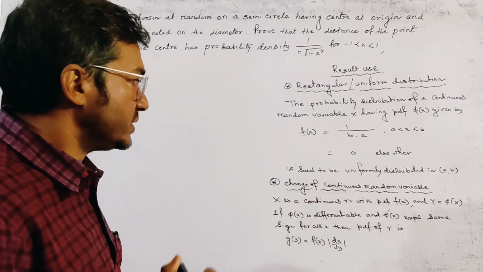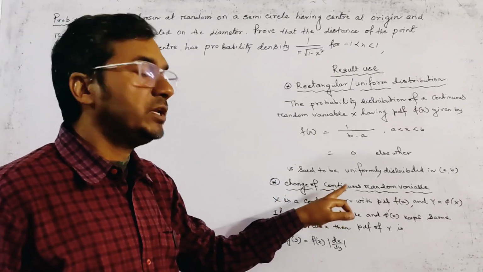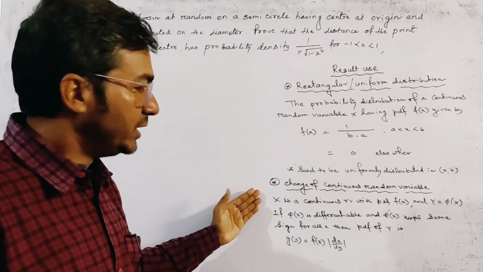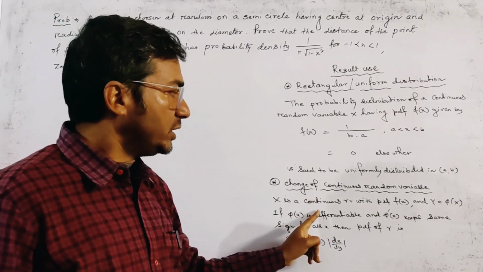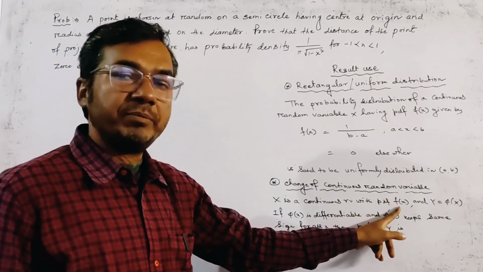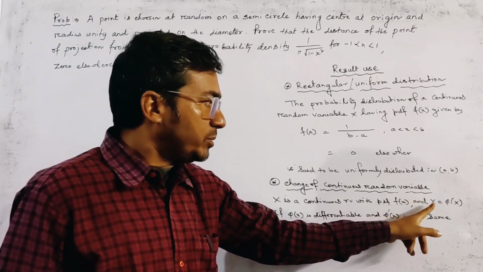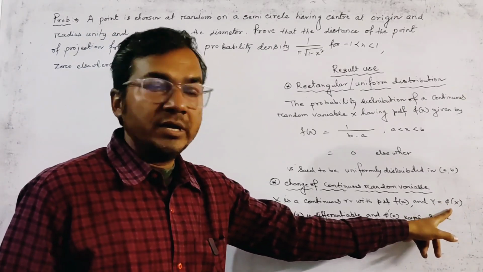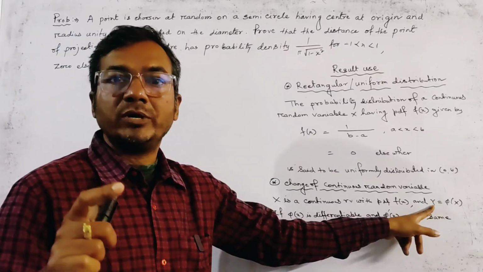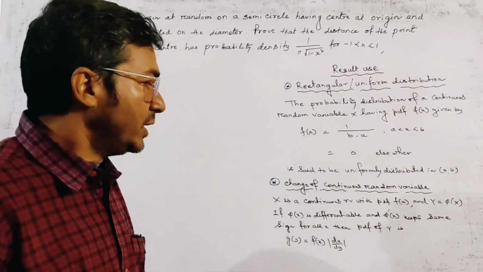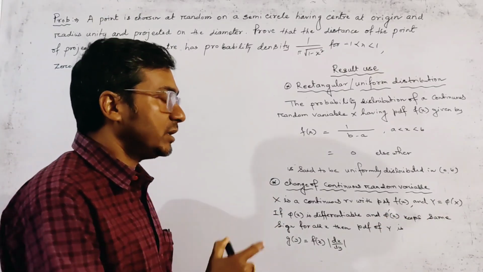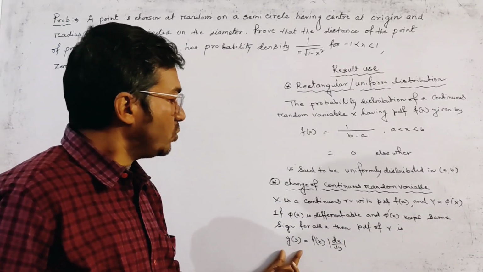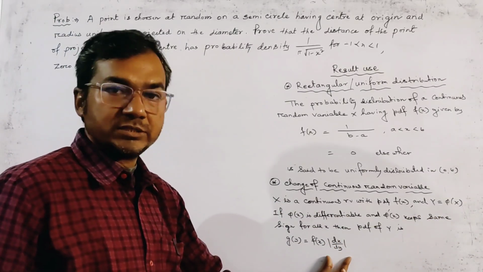And the second one is the transformation of a continuous random variable. This is also an important theorem of probability. If capital X is a continuous random variable having PDF f(x), and a transformation is given by y equal to phi of x, then y is also a continuous random variable. We find the PDF of y using this formula: g(y) equal to f(x) into mod of dx by dy.